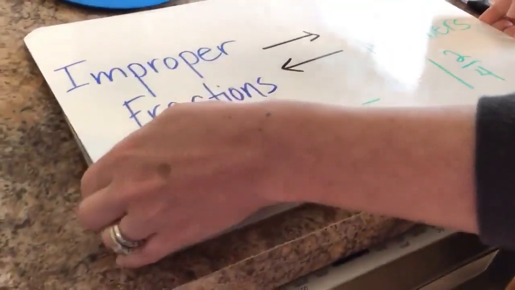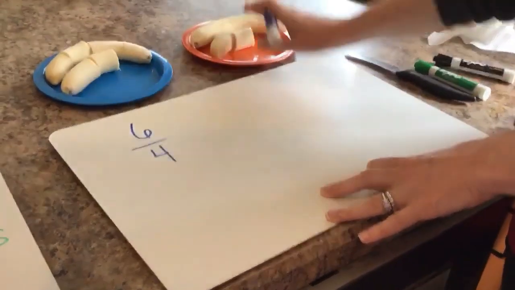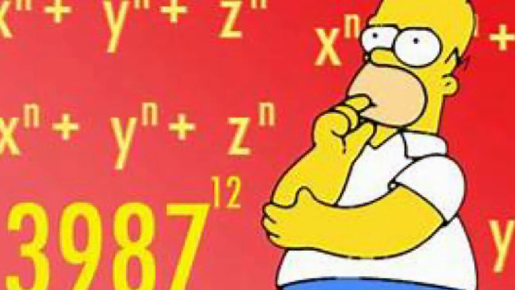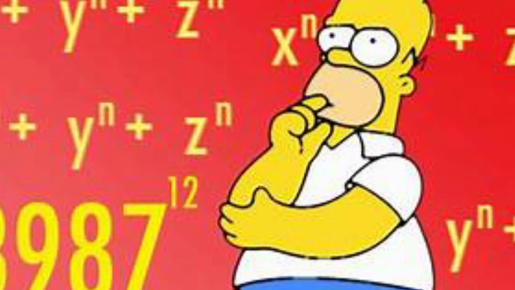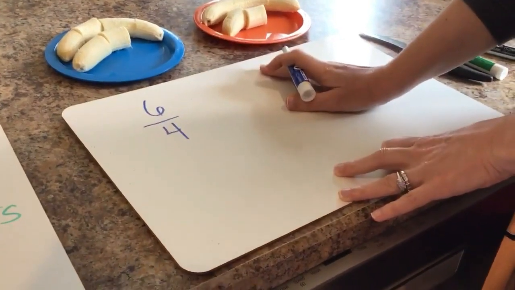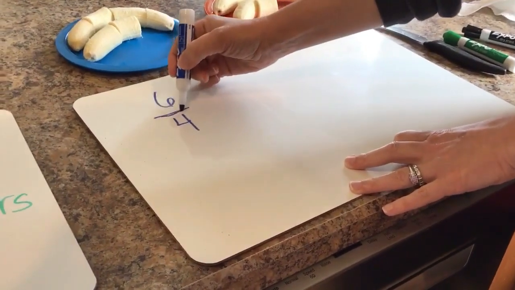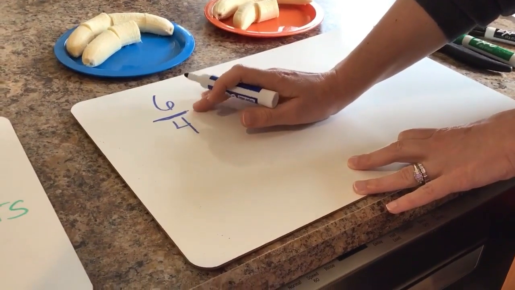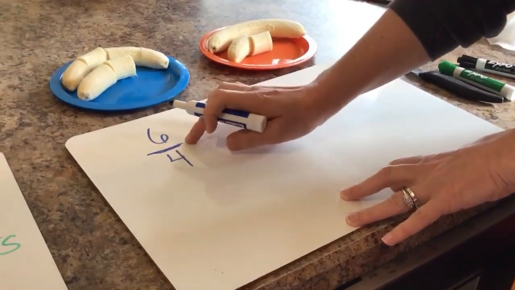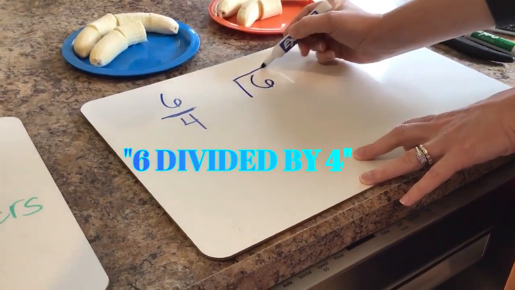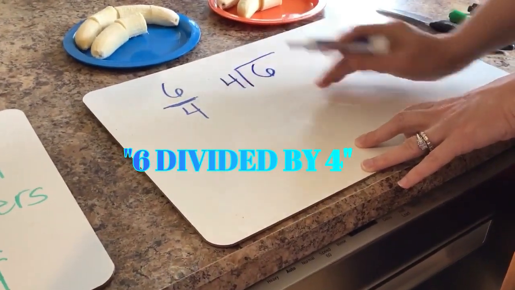Now, if we have 6/4 and we don't have bananas to cut up, then we can use math to figure out how to change an improper fraction to a mixed number. Now, when we're going from an improper fraction to a mixed number, we're going to use this fraction bar. That fraction bar tells us we can divide. That really means divide. So 6 divided by 4. 6 goes on the inside. There's our division sign by 4.